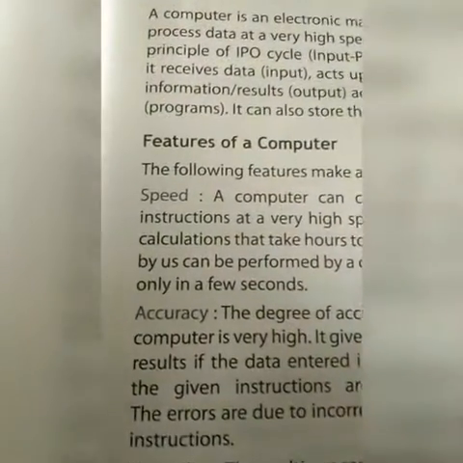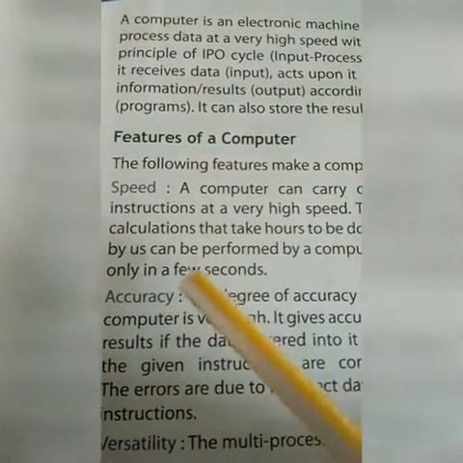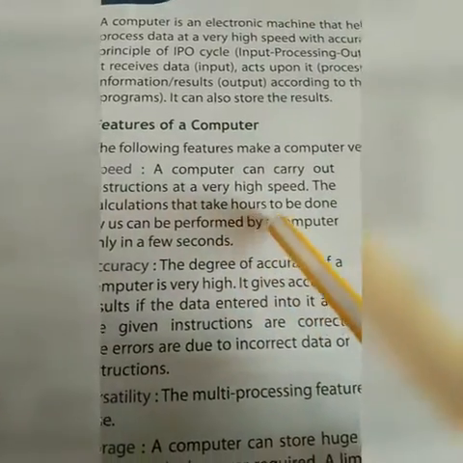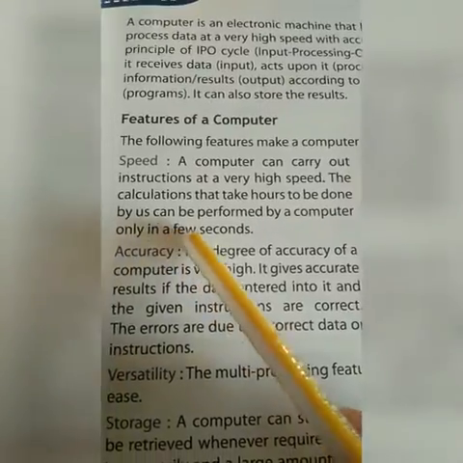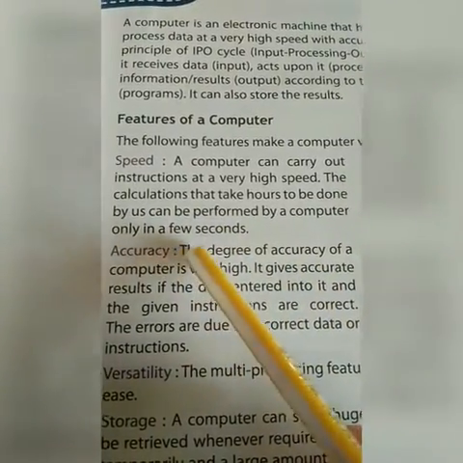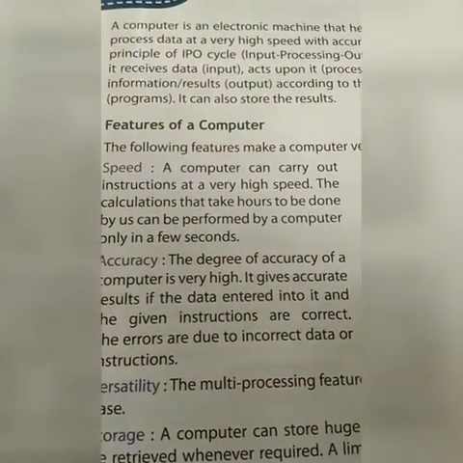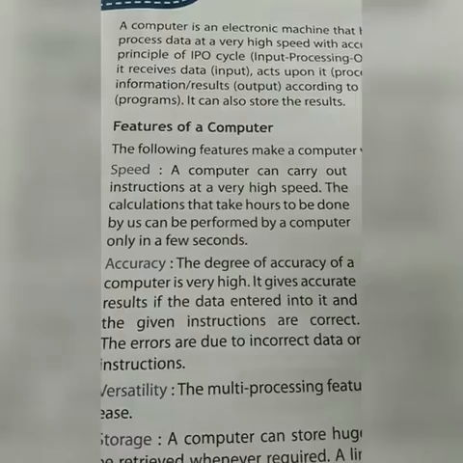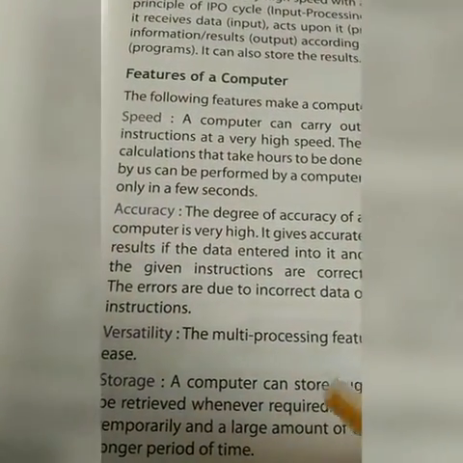Now we will go to the features of a computer. The first feature is speed. A computer can carry out instructions at a very high speed. The calculation that takes hours to be done by us can be performed by a computer in only a few seconds. So the speed of a computer is more than that of a human being. We take so much time to calculate, sometimes hours, but the computer does our work very fast, within a few seconds.